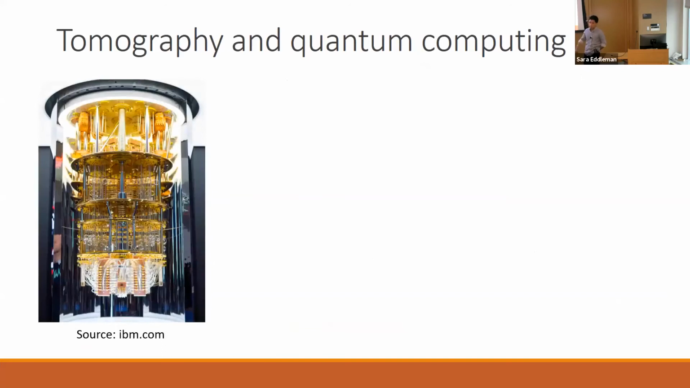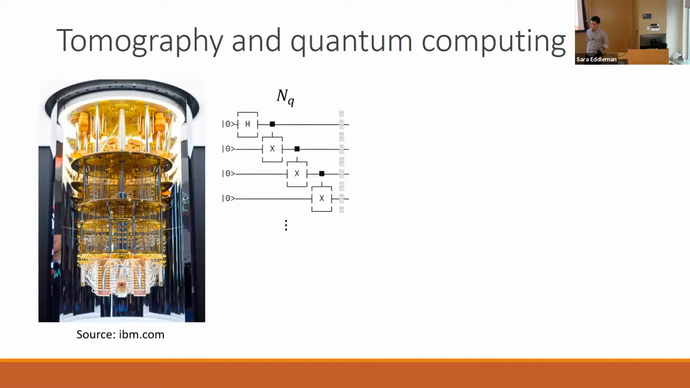Over here you have an example of a quantum computer that is operated by IBM. It's actually kind of cool that quantum computers similar to this one are available for public use, free of charge. And we use a quantum computer similar to this one to generate the data that we use in this talk. The way a quantum computer scientist might use a computer like this is to set up a circuit which consists of a series of operations that are carried out on some number of qubits, n_Q.